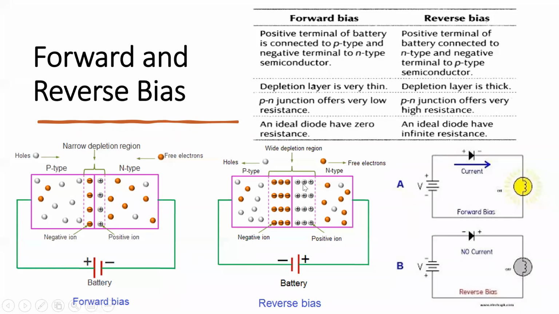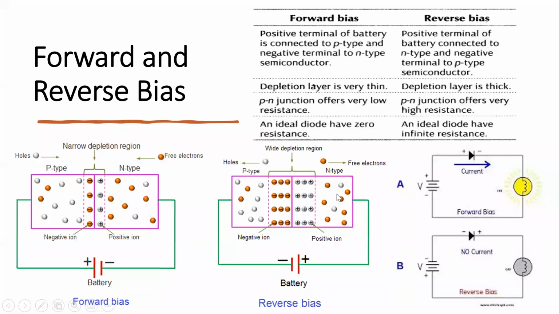See here, these are positive ions because their valence electrons are moved away from them. See, they become positive ions. They are pentavalent. They become positive ions because their free electrons are taken away from them. So there are more and more positive ions formed here. So the depletion region widens. Here, similarly, the p-type is connected to the negative terminal of the battery. So from the negative terminal of the battery, electrons will come and occupy the position of the holes. So the holes in effect move away from the depletion region.